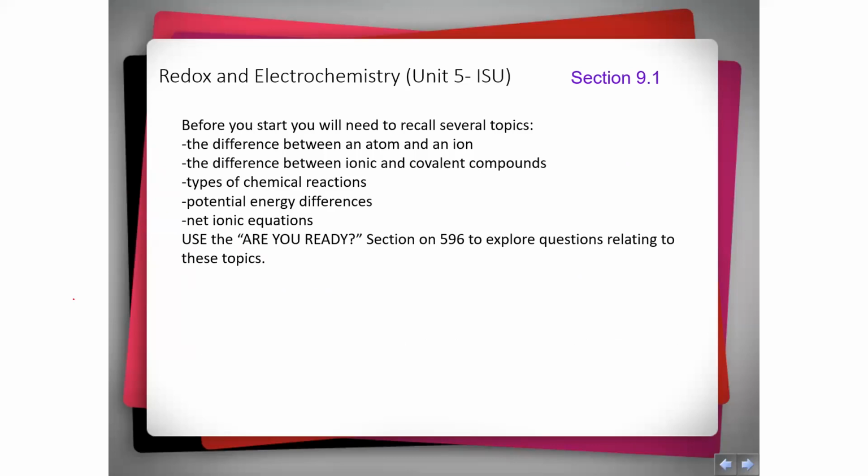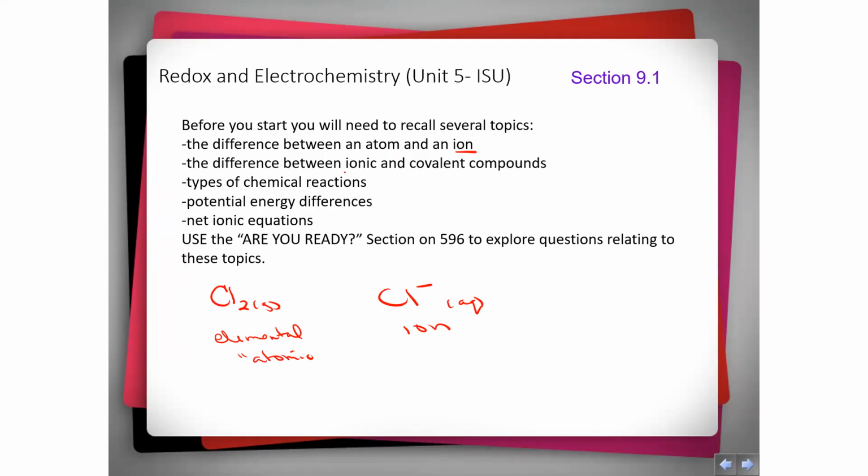Okay, we have to recall the difference between an atom and an ion. So Cl2 in the gaseous state is the elemental state, and this is actually its atomic state. When Cl minus is dissolved in, say, water, it's the ion. So ions typically have charges, and they have charges because they've gained or lost electrons.